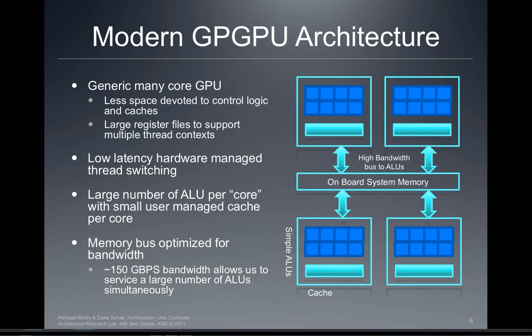Also, there are large register files to support multiple thread contexts, so the switching between many threads can be made easier. The GPU has low latency hardware managed thread switching, and this is really important, a large number of ALUs per core with small user managed cache per core. So the most space that is devoted on the chip on a GPU is for the ALUs, for the actual computations. So graphics cards want to do a lot of computations in some frame of time and not guarantee that one particular thread is really fast or every thread has low latency. So the memory bus that serves the GPU cores is optimized for bandwidth. You want to get a lot of data processed in some certain amount of time. And it is not important if individual threads have a bit of a higher latency.